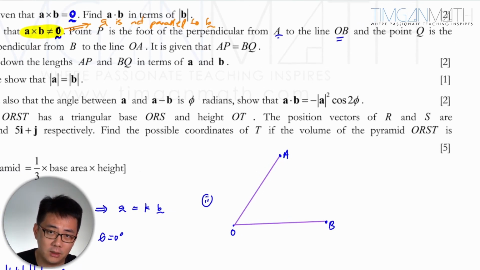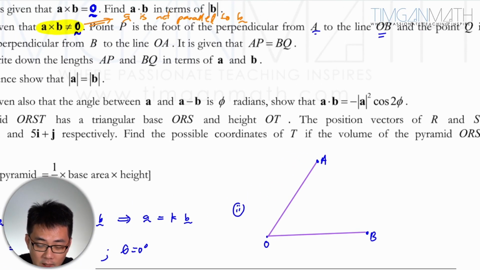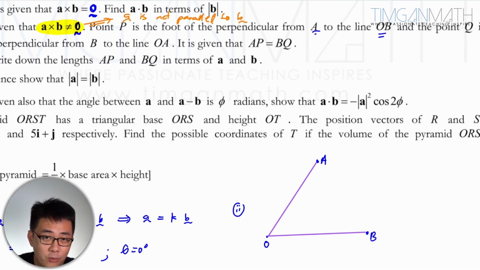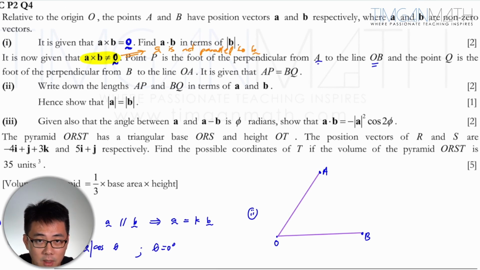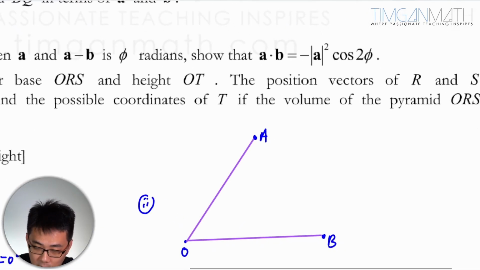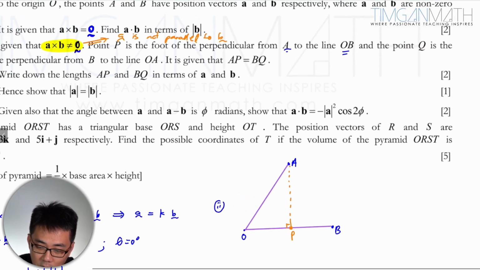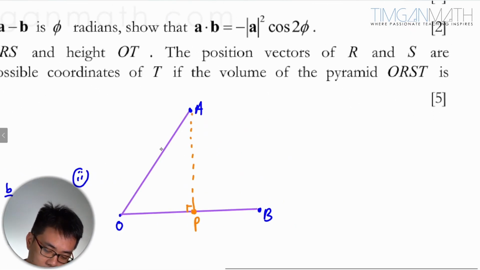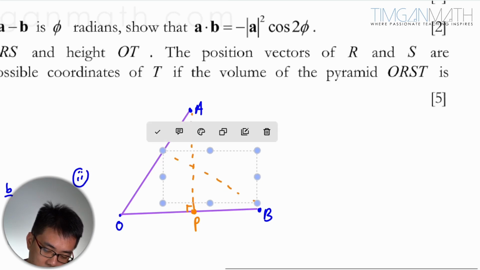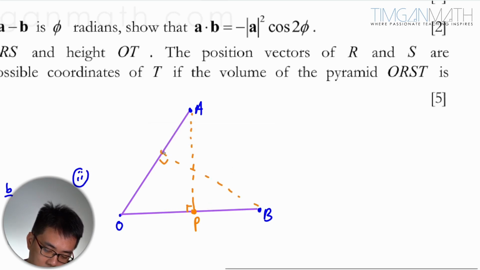Inadvertently you will waste more time when you don't draw, okay? Unless you are good, like you've practiced very well already and can get 9 or 10 marks, then by all means. Okay, point P is the foot of the perpendicular from A, so in other words, you draw this out. This would be point P here, 90 degrees, on the line OB. And Q is the foot of the perpendicular from B to line OA. So here is Q.